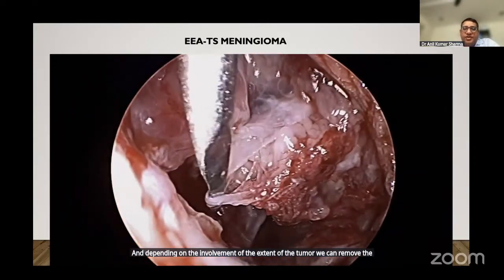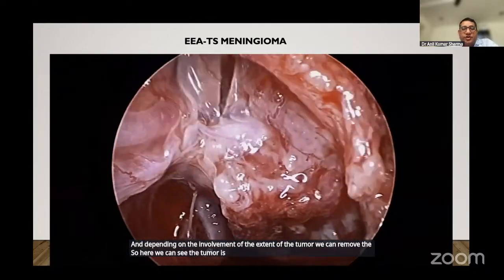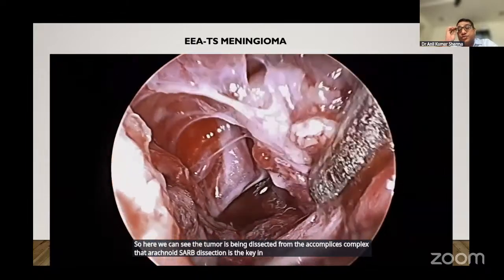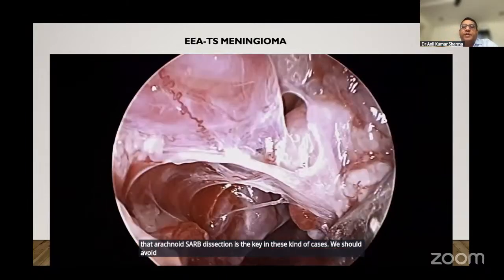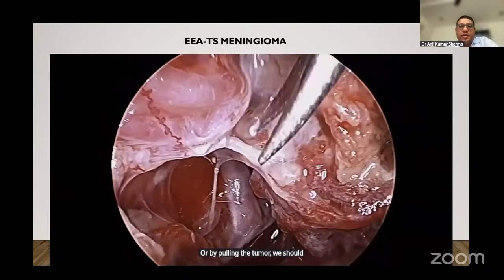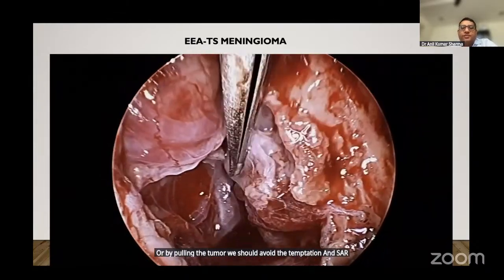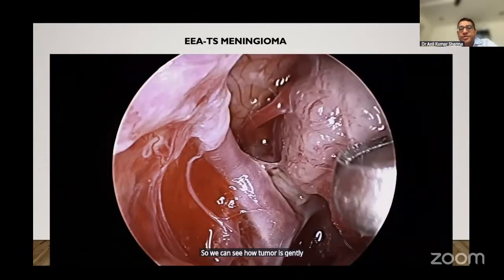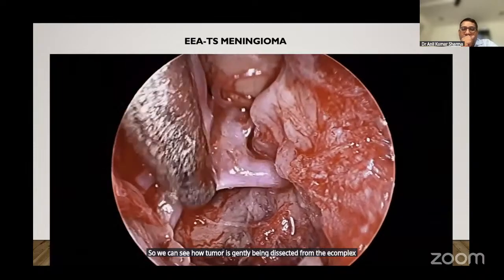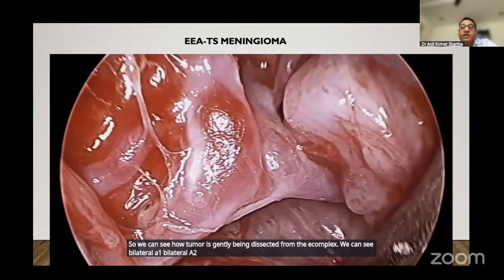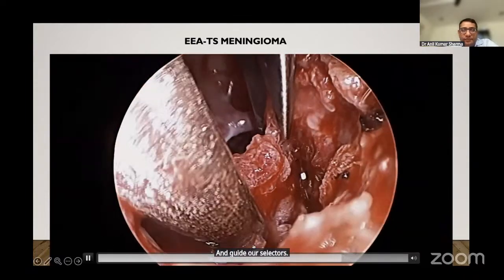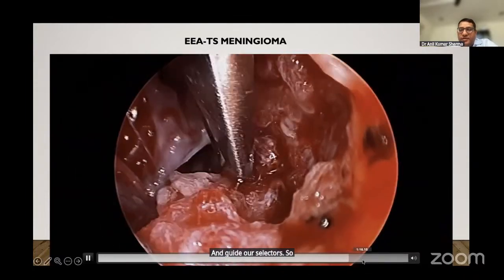So here we can see the tumor is being dissected from the ACom complex. Arachnoid sharp dissection is the key in these kind of cases. We should avoid the temptation of pulling the tumor to remove it. Sharp dissection is the key. So we can see how the tumor is gently being dissected from the ACom complex. We can see bilateral A1, bilateral A2, the bilateral recurrent artery of Heubner and gyrus rectus. So the tumor is being dissected sharply.